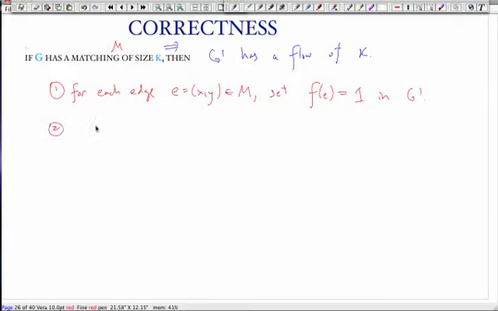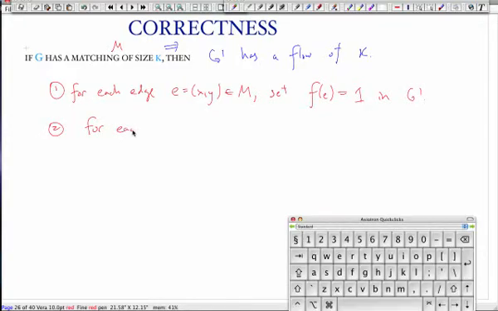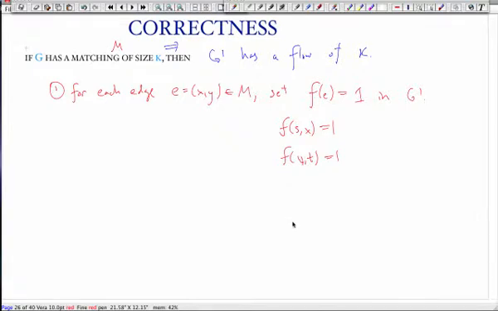And then, right, we're going to do 3 things here actually. We're going to set that. We're going to set the flow of S to X to be 1. And we're going to set the flow of Y to T to be 1. Okay? And now we need to verify that this is a flow.